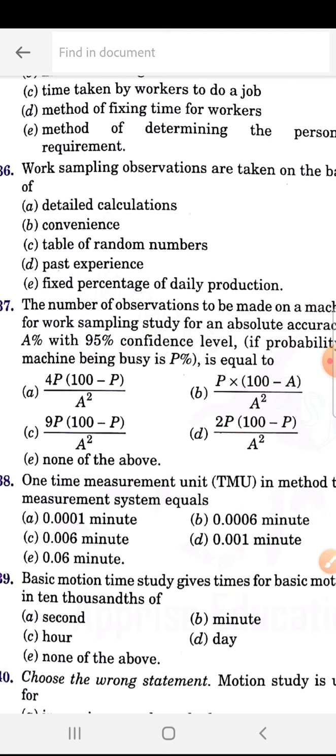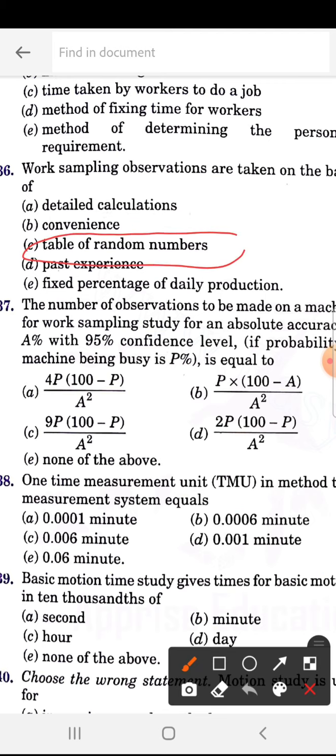table of random numbers. So work sampling observations are taken on the basis of a table of random numbers. So remember the options. Next, 37, this is the question. The answer is 4p(100 minus p) by a square. So you remember, p percentage equals, he is asking.